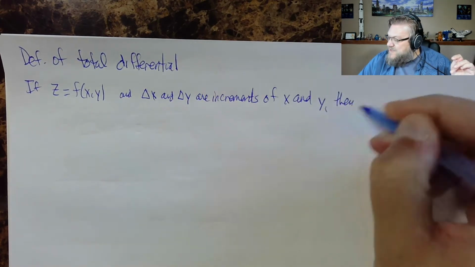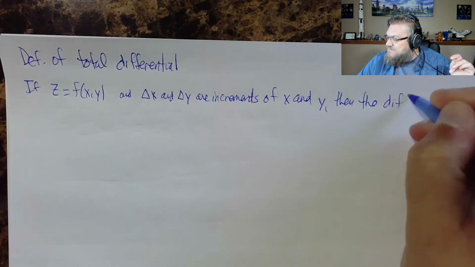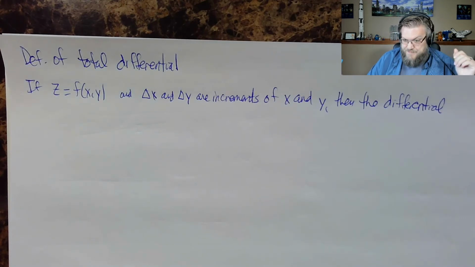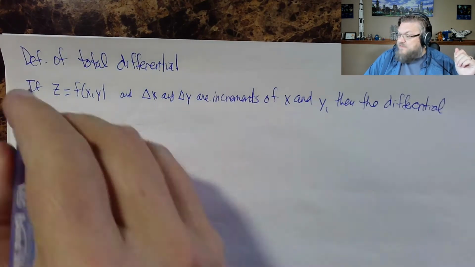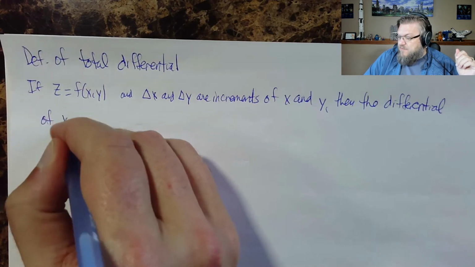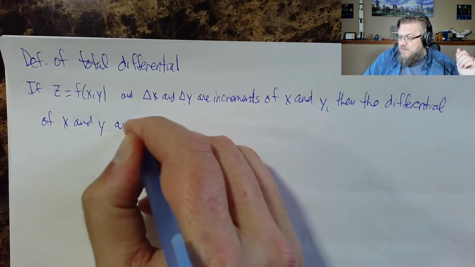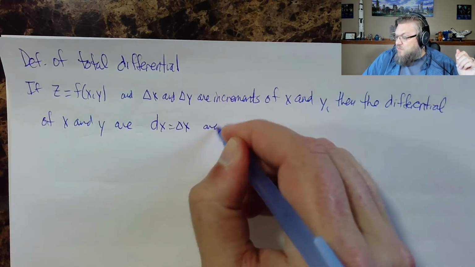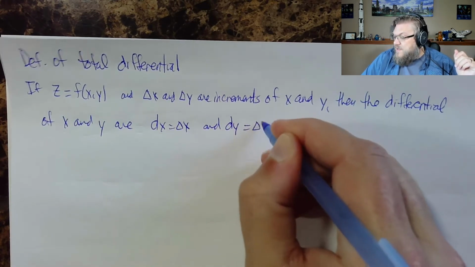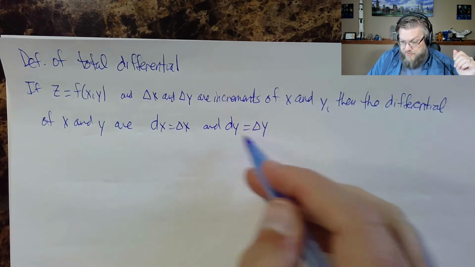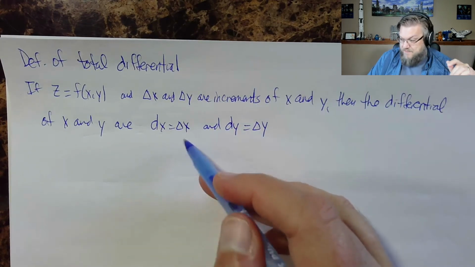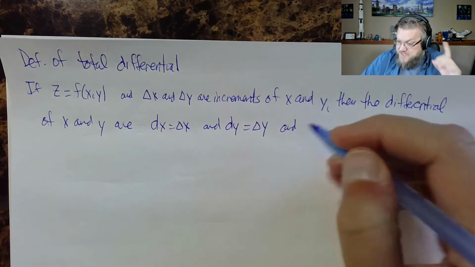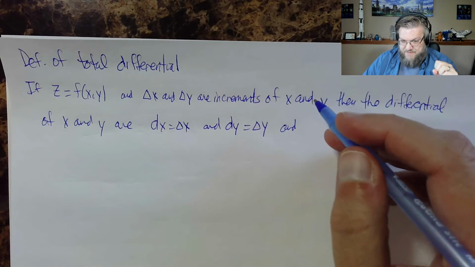Then the differential of x and y are dx equals the increment and dy equals the increment. Right? Because they're independent, we control that. We don't need to approximate it. Let's just set the differentials equal to that change. Here we go. Remember, z is what we don't have control over because that's a dependent variable.